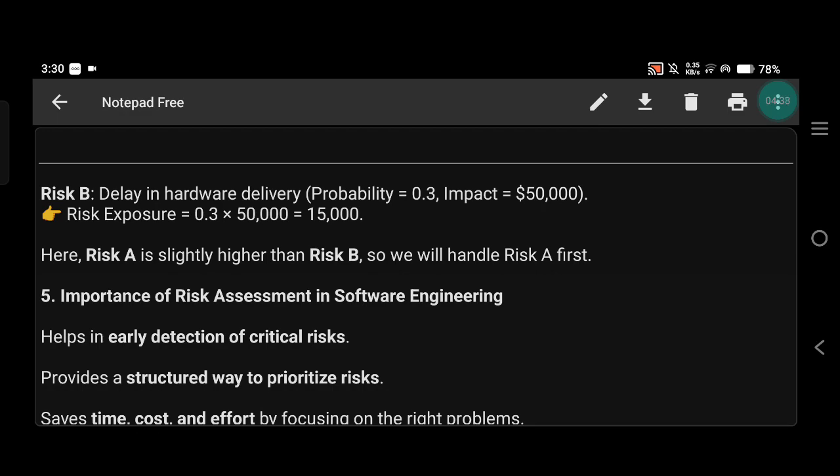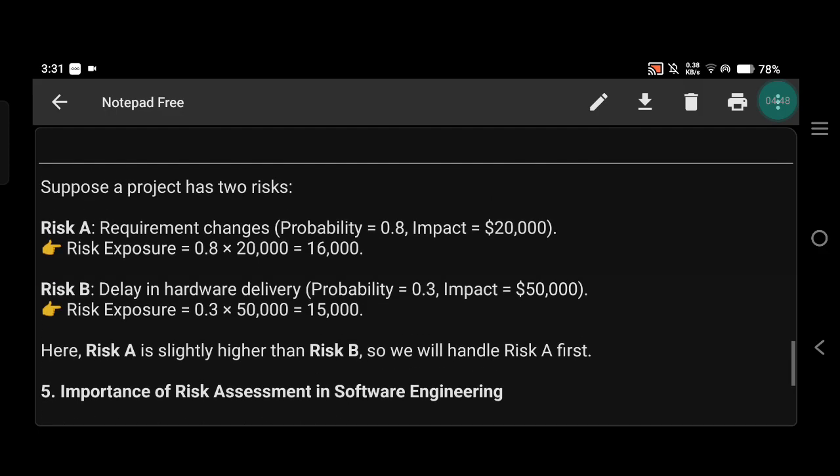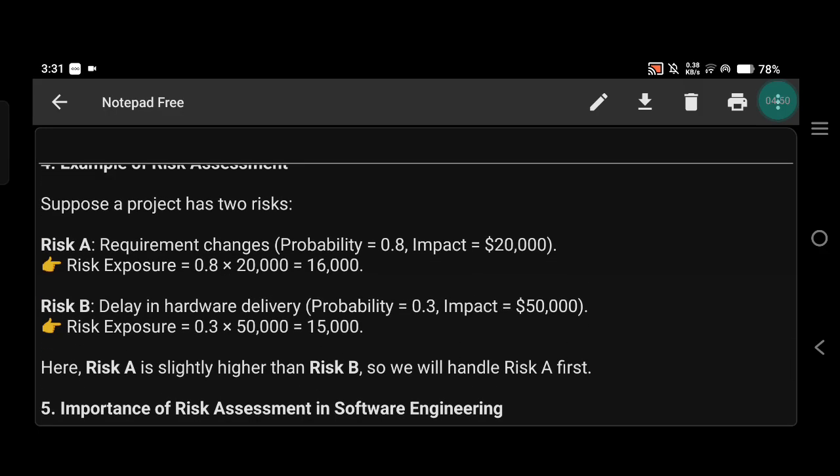Here risk A is slightly higher than risk B, so we will handle risk A first. Why? Because risk A has a slightly higher value than risk B. So we will handle risk A first, even though risk B looks bigger, because the chances of risk A happening is higher.